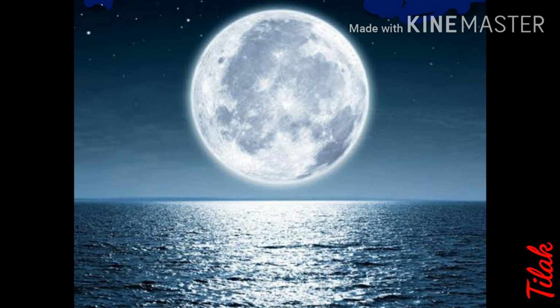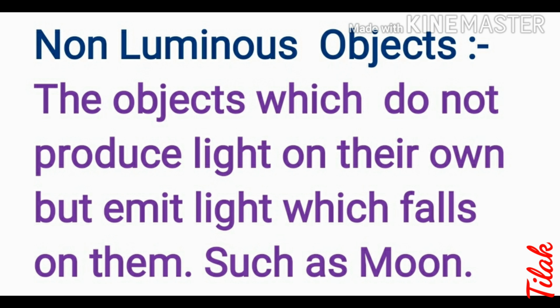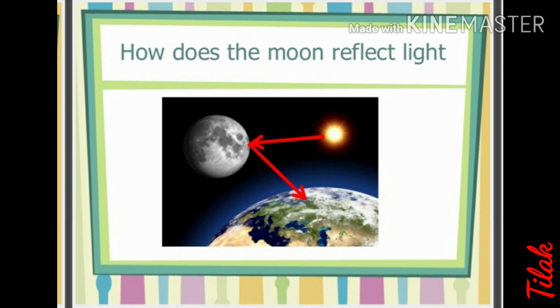Now the question comes, is the moon also a source of light? No, because it does not emit its own light, but it reflects the light which falls on its surface. That is, the light from the sun falls on the surface of the moon and it is visible. Such objects are called non-luminous objects.